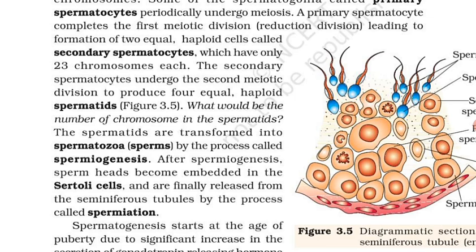FSH acts on the Sertoli cell. Where does FSH act? Sertoli cell. FSH acts on the Sertoli cells and stimulates secretion of some factors which help in the process of spermiogenesis. Which process do they help in?